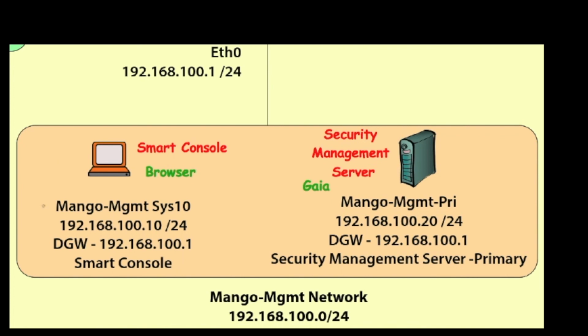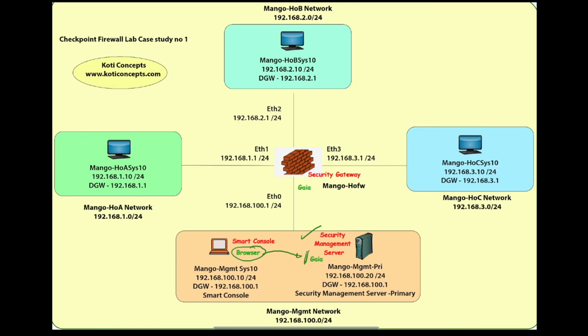So what did we do so far? Using the browser on this particular system, we logged on to the Gaia OS here, and on this particular system we installed the security management server application. Similarly, let's install the security gateway application here. How do you install it? Again, using the browser, we log on to the Gaia OS and then install the security gateway application on this particular system. Let's see how to do that.